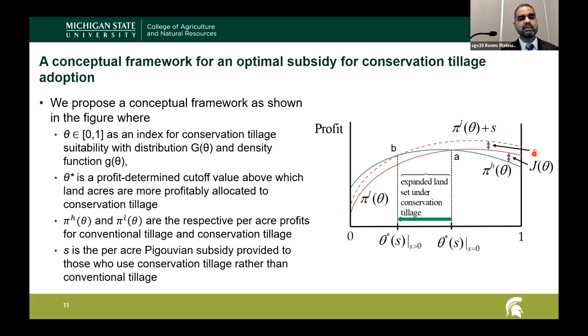The figure shows profit for the two tillage practices. The red one is for conservation tillage, whereas the blue one is for conventional tillage. When there is zero subsidy, farmers may choose to plant certain acres under conventional tillage and certain acres under conservation tillage. Let's say that point is A, where the profit is maximized. But if you give a subsidy of a certain amount, the curve for conservation tillage shifts upwards and outwards, and hence the profitable acres under conservation tillage increase to point B. So this will be the expanded land set under conservation tillage.